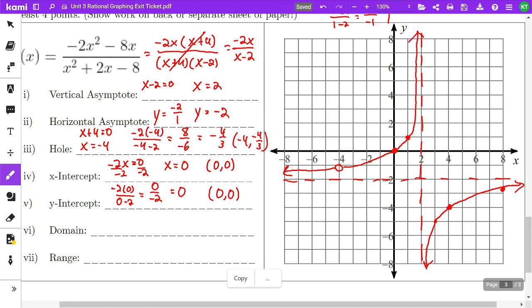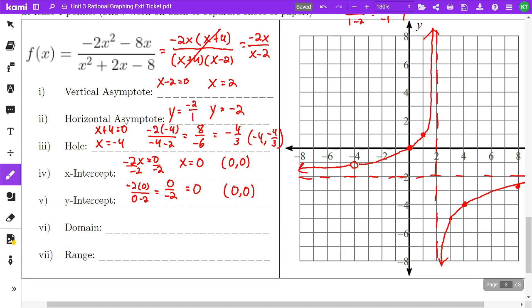And so lastly, let's do my domain and my range. So my domain, my x values, starting from -infinity, going from left to right, I first hit a hole before I hit my asymptote, and my hole is at x equals -4. So -infinity to -4, union. We're going to pick up at -4, and we're going to keep going right until I hit my asymptote at x equals 2. Union, pick up at 2, and it will keep going on to the right forever, so infinity.